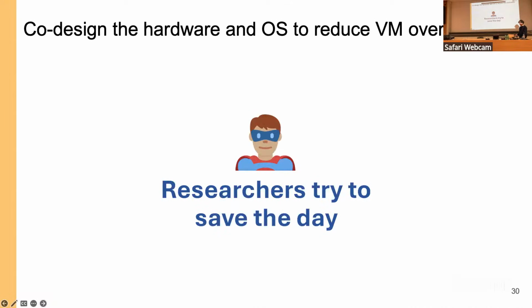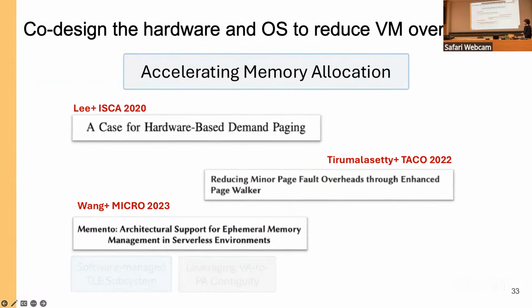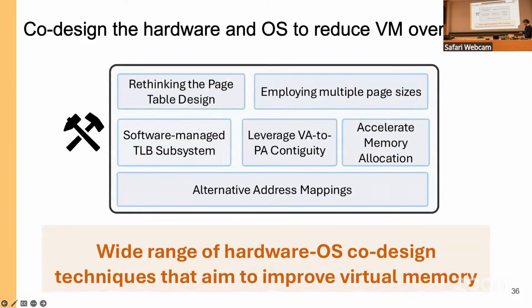But worry not, researchers are here to save the day. To improve virtual memory, many recent works co-design hardware and operating systems, from software-managed TLB subsystems, to leveraging VA to PA contiguity, to accelerating memory allocation, alternative address mappings, rethinking the page table design, employing multiple page sizes, and many more. Now that we have such a wide range of hardware operating system co-design techniques, you would think we're set, right? You would be right, except for one problem. Evaluating these designs is hard.